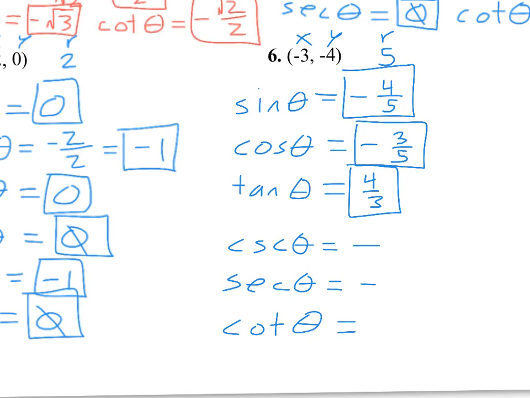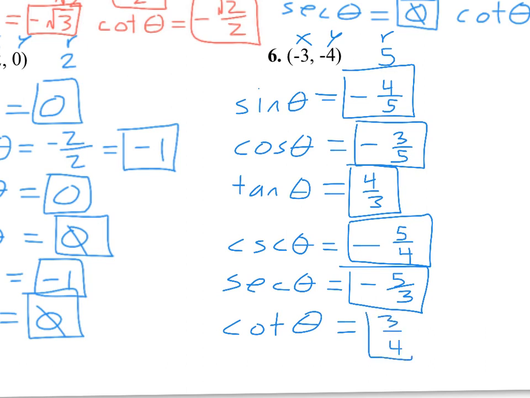Alright, reciprocal of negative 4 over 5 is negative 5 over 4. Reciprocal of cosine is secant, so negative 5 over 3. Now we take the tangent, flip that, and we get 3/4. Okay, that is all for the first half of 12.3.